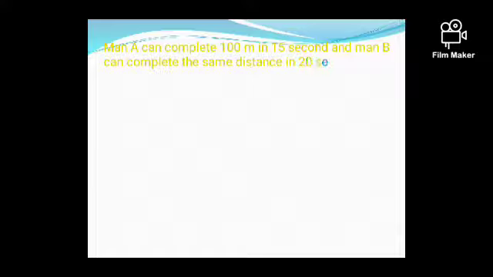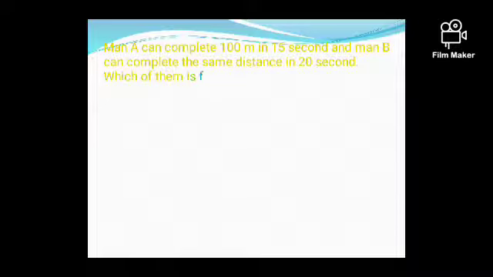Now let us give one example to identify who is moving faster. Suppose there are two men. Man A can complete 100 meters in 15 seconds, and another man B can complete the same distance in 20 seconds. So look at the time interval. The same distance has been covered, but the time intervals are different.